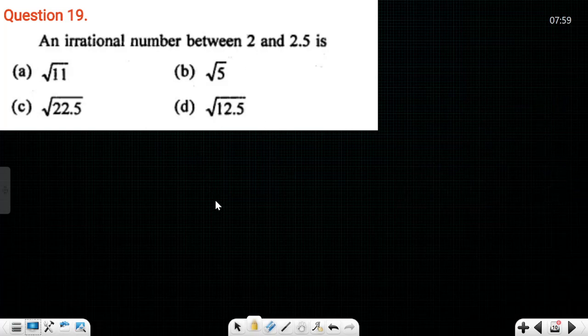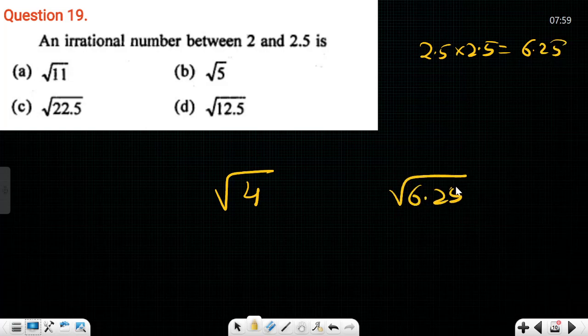2 square is 4, therefore root 4. 2.5 into 2.5, if we do it in a calculator, you will get 6.25. Therefore, between root 4 and root 6.25, they want an irrational number. Will root 11 be in between 4 and 6.25? Wrong. Yes, root 5 will be there. Root 12.5? No. Root 22.5? No. Therefore, the in-between number is going to be root 5, and root 5 is the irrational number between 2 and 2.5. Is that clear? This is how we find an irrational number between two numbers. Now, going ahead.